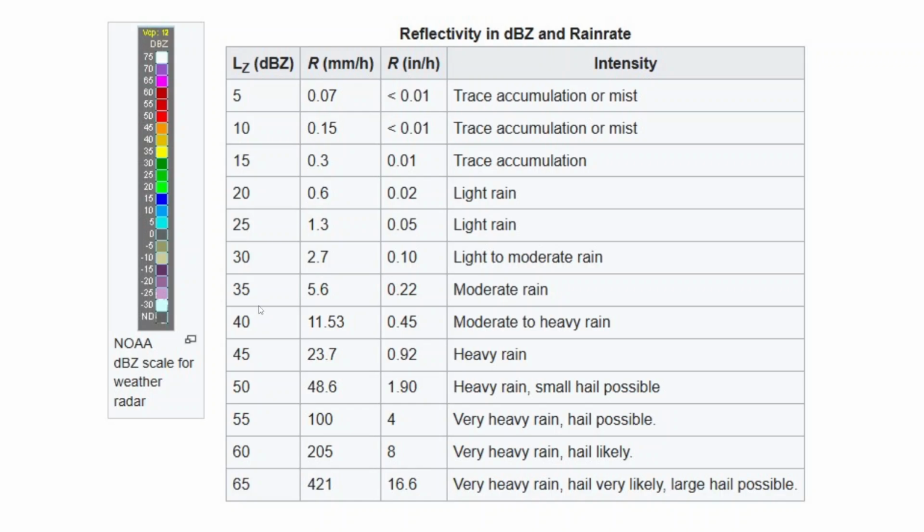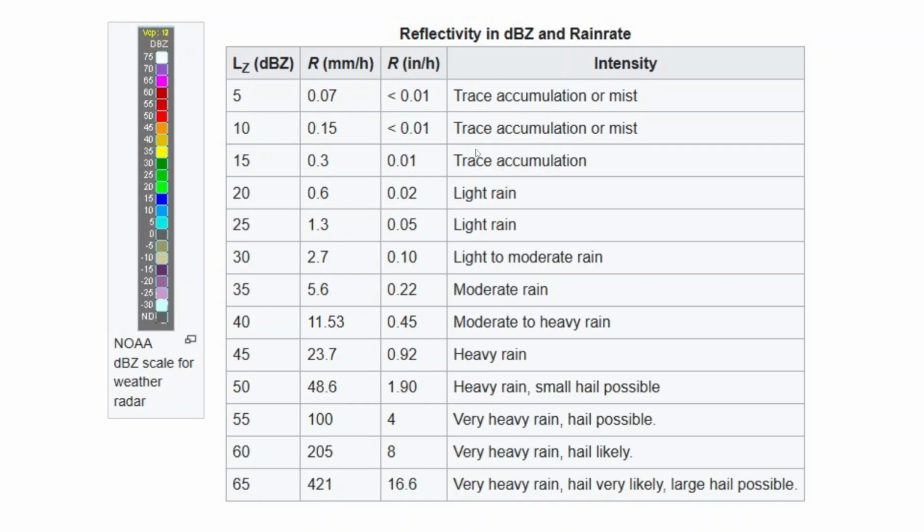40 is moderate to heavy rain. 45 is heavy rain, which is getting into the oranges and reds. 50 is heavy rain, and small hail is possible, so right here. 55 is very heavy rain, hail possible, so right here. 60 is very heavy rain, hail likely, so right here. 65 and above is very heavy rain, hail very likely, large hail possible.